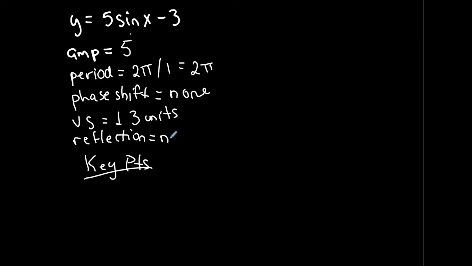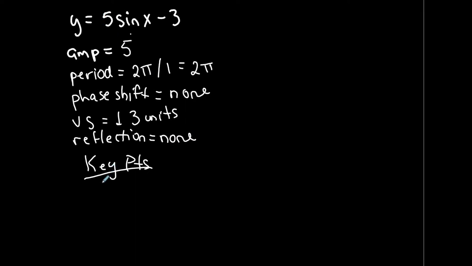Is there a reflection? There is no reflection because this coefficient is not negative. So if the coefficient here is negative, then that indicates that there's a reflection over the x-axis. The amplitude is always the positive version of this. The period is always 2 pi divided by the coefficient of x. The phase shift is always taken from something dealing with x. There's nothing here in front or after x, so we don't have a phase shift. And this minus 3 after the function tells me there's a vertical shift, and I'm going down because it's minus 3 units. Again, there's no reflection because there's no negative in front.